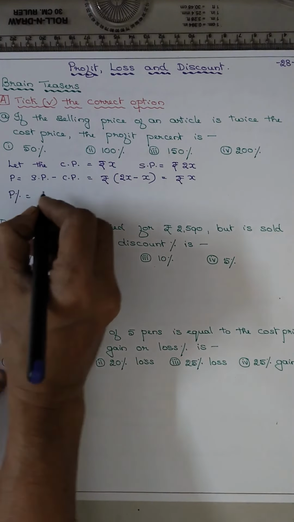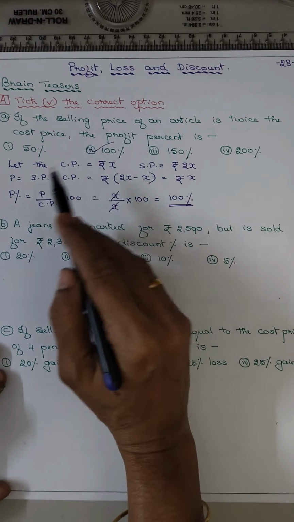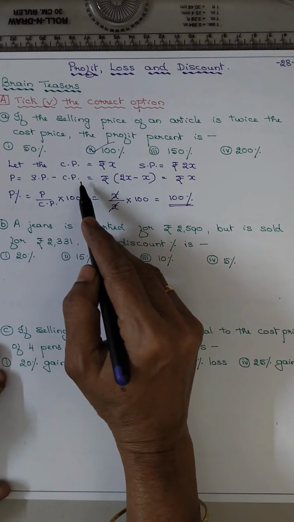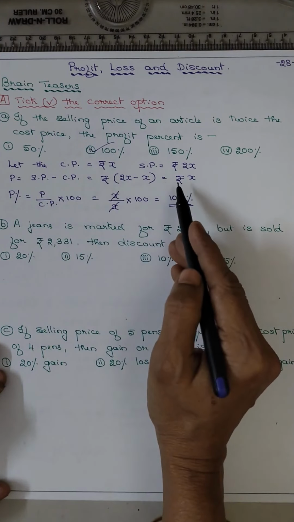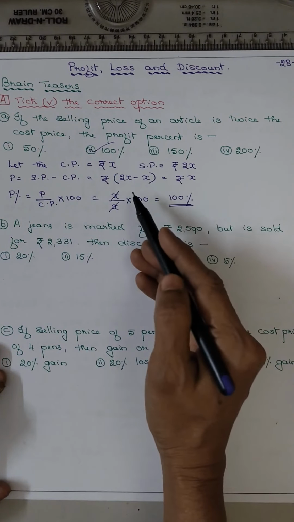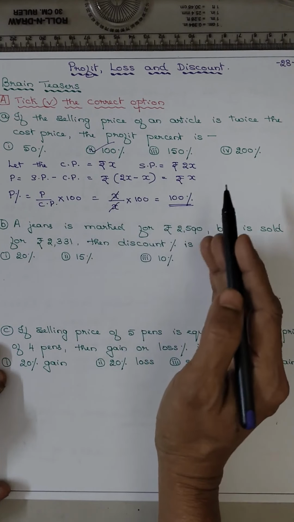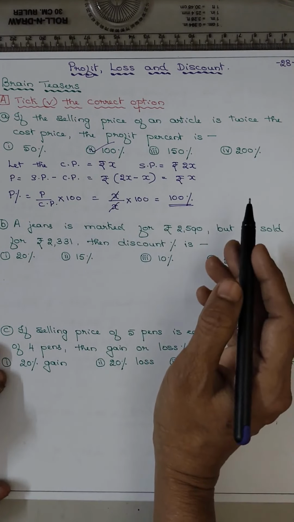समझ में आया सबको? So, selling price is twice the cost price. इसके लिए cost price को x लेंगे, SP 2x होगा. SP is greater than CP. So, profit is equal to SP minus CP, 2x minus x is x. Profit percent formula डालो: profit upon CP into 100. Profit and CP both are X, so it is 100%.